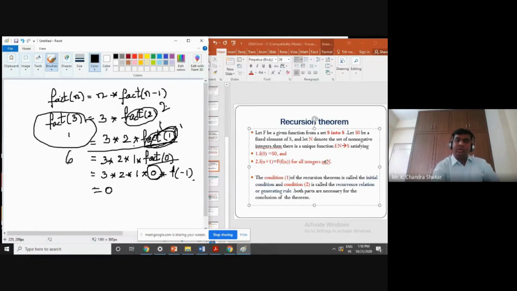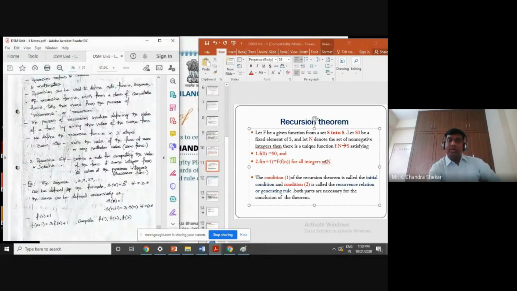So that particular condition, whatever you are giving, you call it a basic step or a zero function. And here he is telling the same thing. Let S naught be a fixed element of S. It is fixed. Whether you calculate 3 factorial, 5 factorial, or 100 factorial, that particular value is fixed, which you call a zero function. So that is placed here.